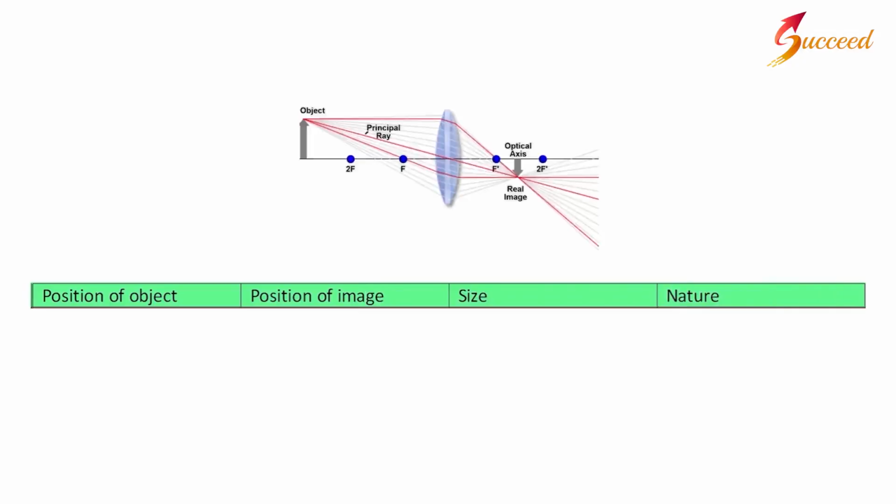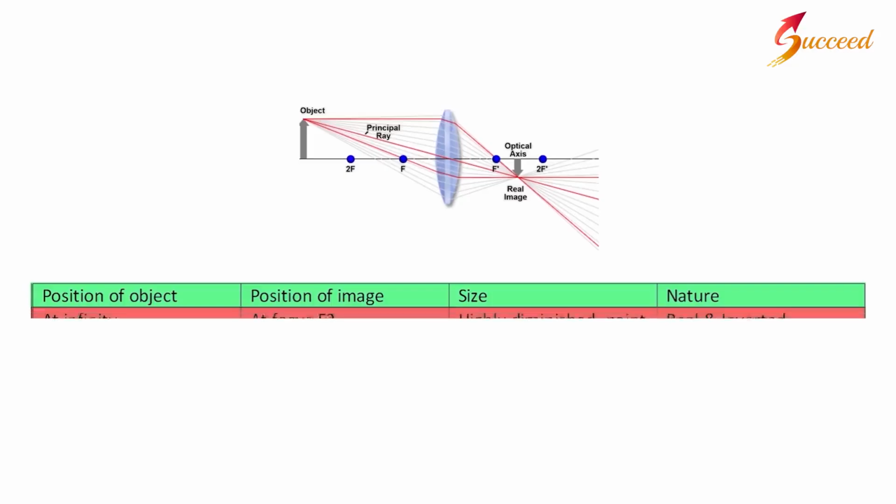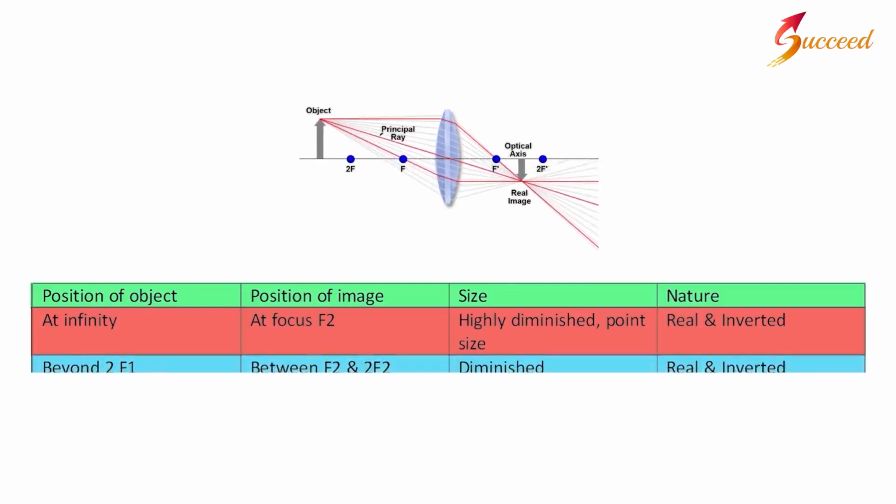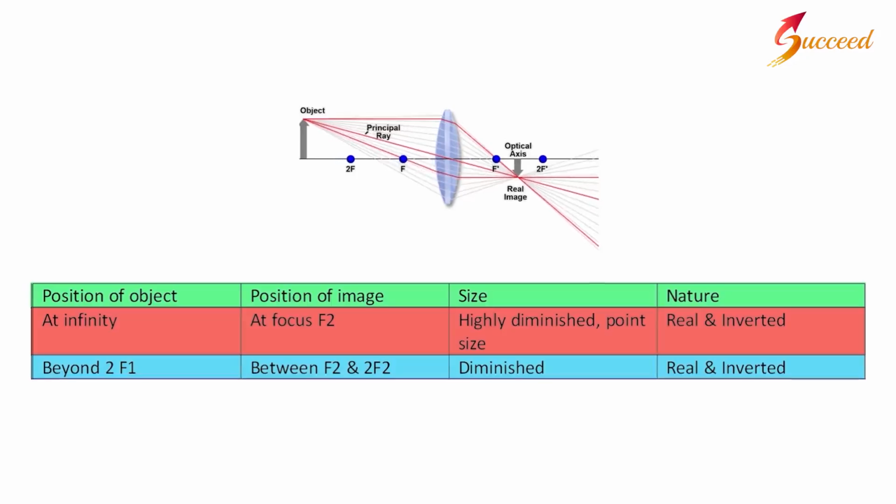Let us take the convex lens. Let us place the object at infinity. Then the image is at focus f2. It is highly diminished and point sized. It is real and inverted. Let us place the object beyond 2f1. That is, the image is formed between f2 and 2f2. The size is diminished and the nature is real and inverted.